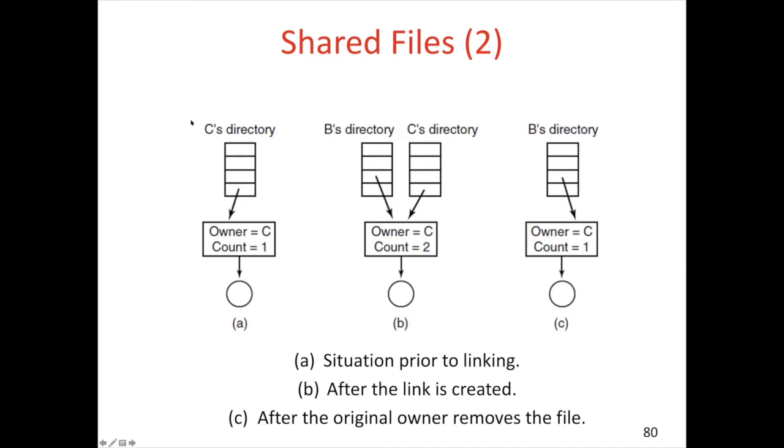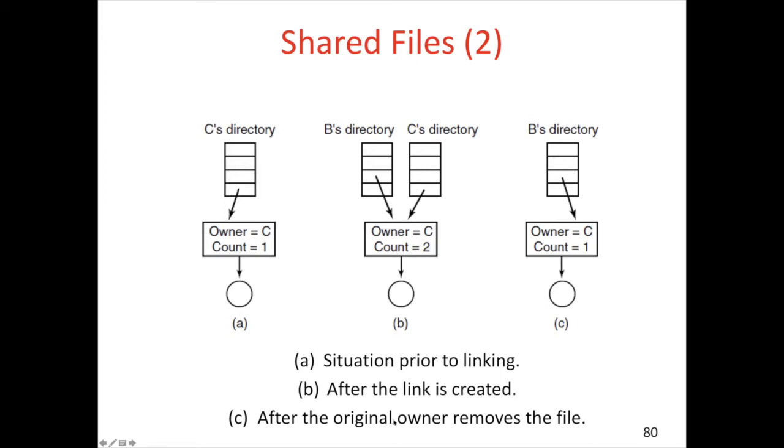Here there is an example. Part A shows the situation prior to linking. Here in user C's directory, we have a file for which the owner is C and the count is 1. This is the file. After the link is created by B, in B's directory, we have a link to the file. Here it is saying the owner is still C, but the count is now 2. It is incremented by 1.